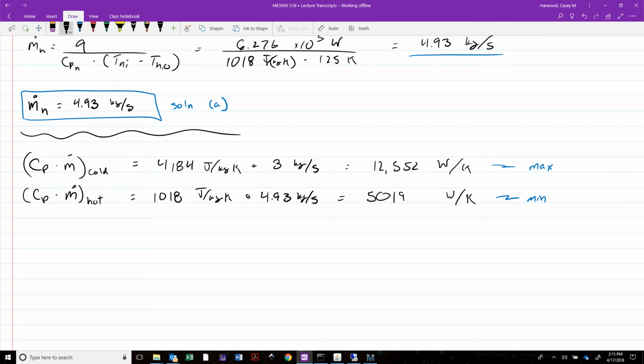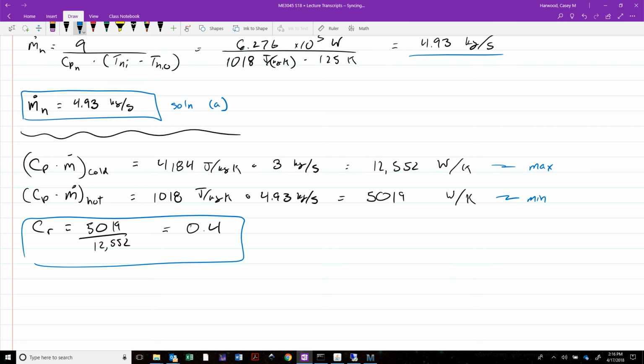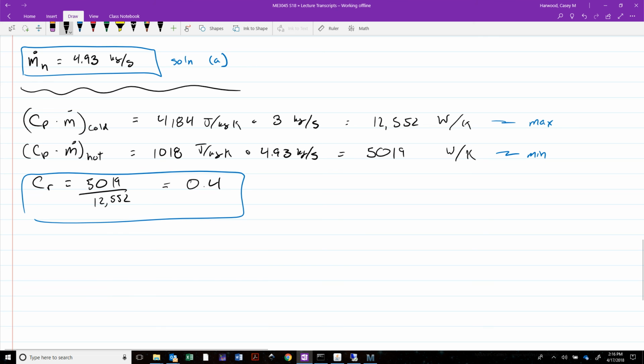Okay, so two things we can calculate now. First is this C sub r value, which is going to be the ratio of the minimum quantity to the maximum quantity. So this will just be 5019 over 12,552 with the units canceling, and this works out to approximately 0.4. Okay, so we want to keep that in our back pocket because we'll need to use it later. And then the next thing we can calculate is the effectiveness.